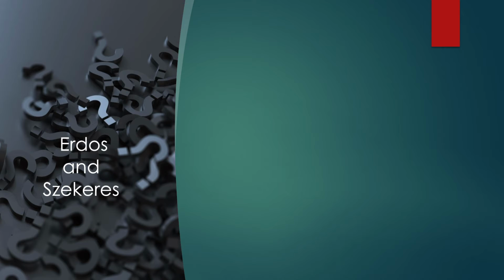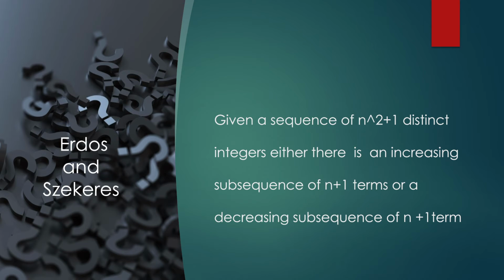Let's move on to the next theorem, which is the Erdős–Szekeres theorem. It says that given a sequence of n to the power of 2 plus 1 distinct integers, either there is an increasing subsequence of n plus 1 terms or a decreasing subsequence of n plus 1 terms. It's interesting, right? Now, let me use some examples to give us a better understanding of the Pigeonhole principle.